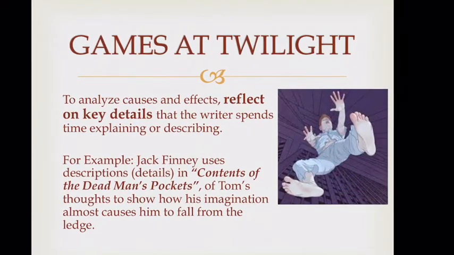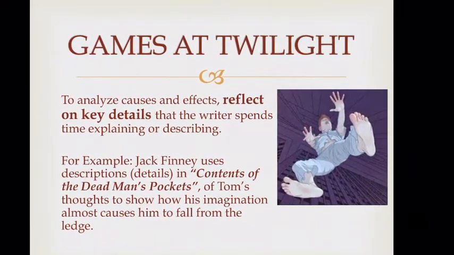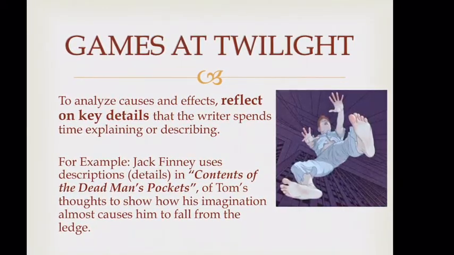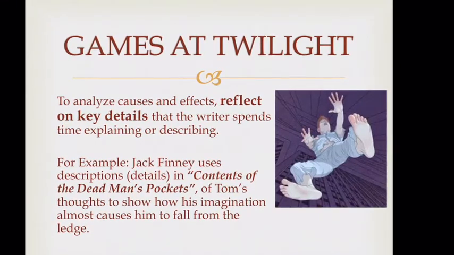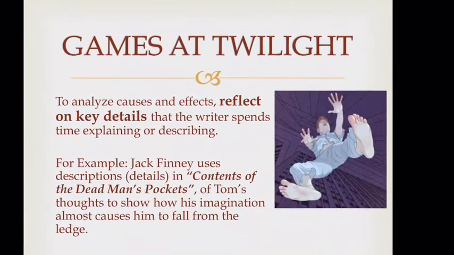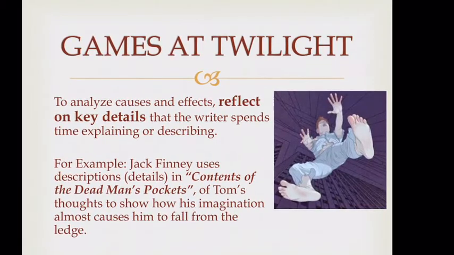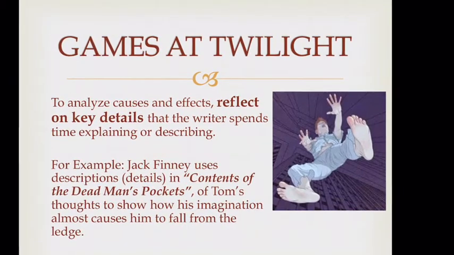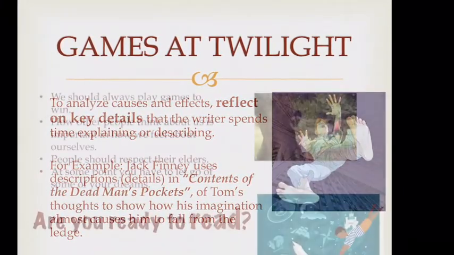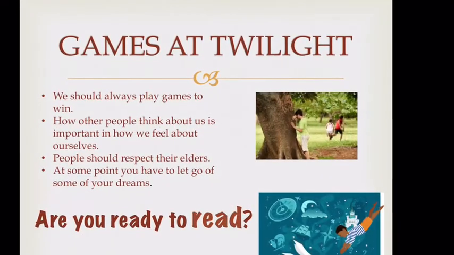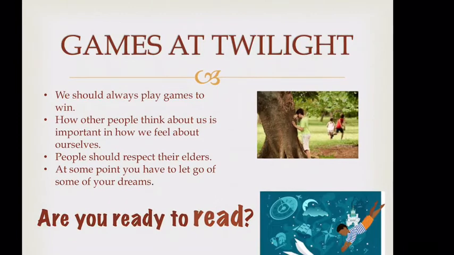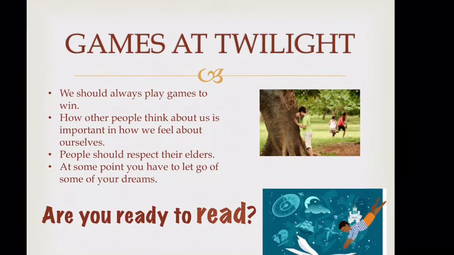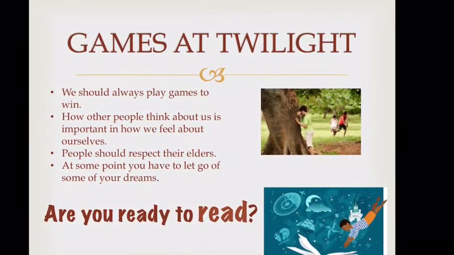To analyze causes and effects, reflect on key details that the writer spends time explaining or describing. By studying the details in a story, students will be able to identify cause and effect relationships. For example, Jack Finney uses descriptions of Tom's thoughts to show how his imagination almost causes him to fall from the ledge. In Games at Twilight, Ravi plays a game of hide and seek with his siblings and cousins. To prove that he can win, Ravi decides to hide in a dark and forbidden shed.